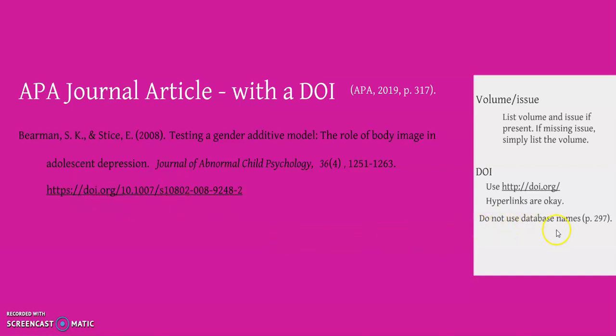APA does not want you to include the database names. If you're interested in learning more about this, you can find out on page 297 of the APA 7th edition manual. Next, we're going to explore how to cite a journal article without a DOI.